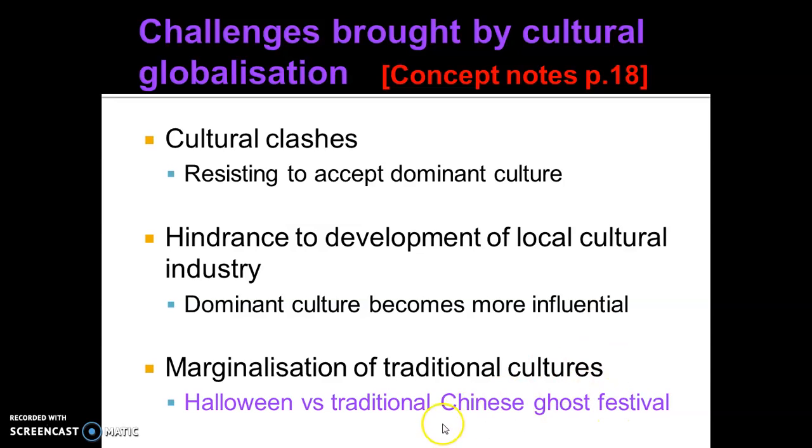This also causes some hindrance to the development of the local cultural industry. For example, local movies against Hollywood movies. Hollywood movies have a lot of resources. They get the top artists, the most popular artists. So when everyone goes to the cinema, they would just go to see Hollywood movies. On the other hand, dominant cultures will gradually replace local cultures. Who watches local ones? The stars that come out are hardly even stars, you don't even know their names. So one of the disadvantages is that this would hinder the local culture industry.